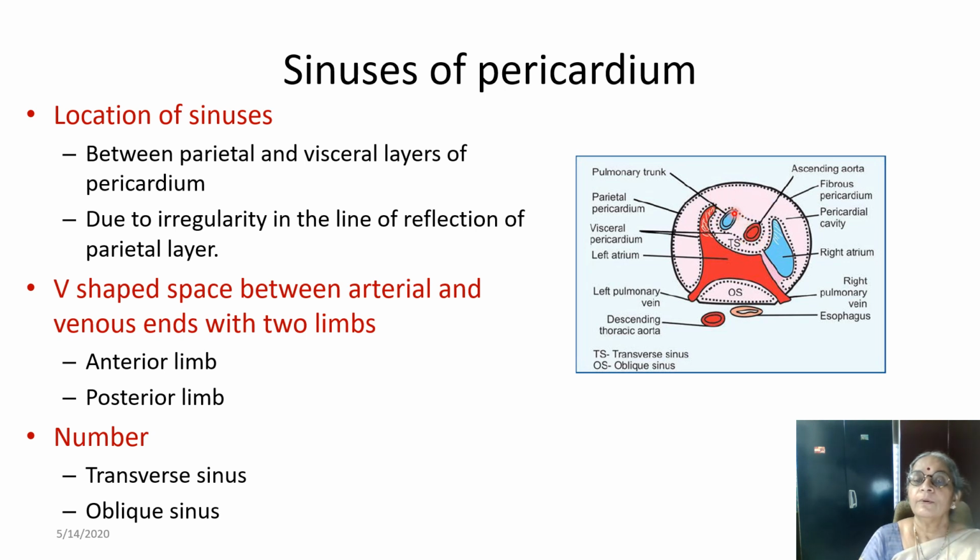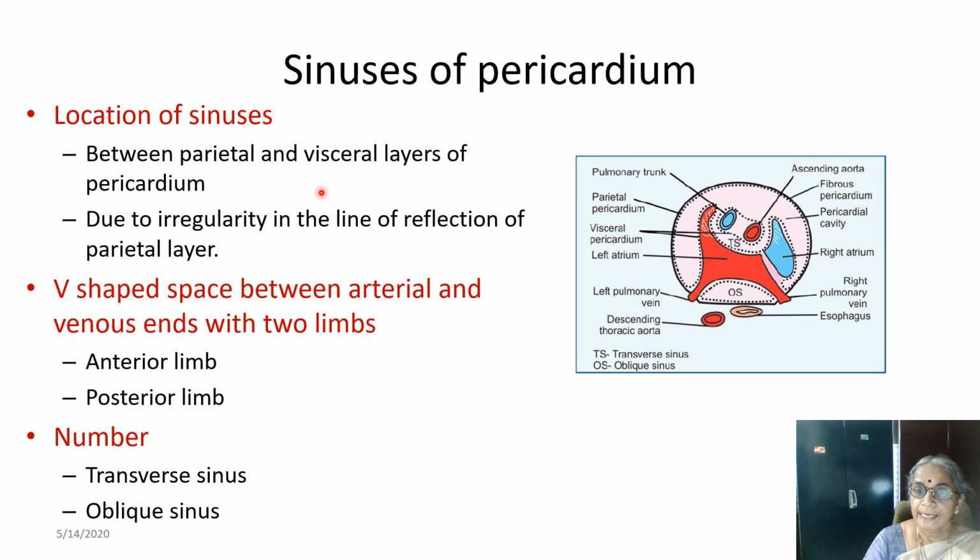and you can see the two arterial tubes, that is the aorta, ascending aorta, and the pulmonary trunk. Then this is the location of the transverse sinus, and you can see behind the left atrium the oblique sinus. So the location of sinuses is between the parietal and visceral layers of pericardium.